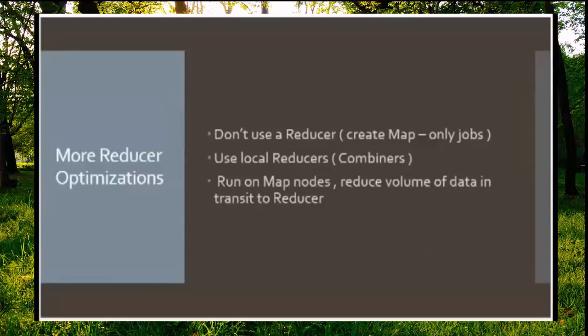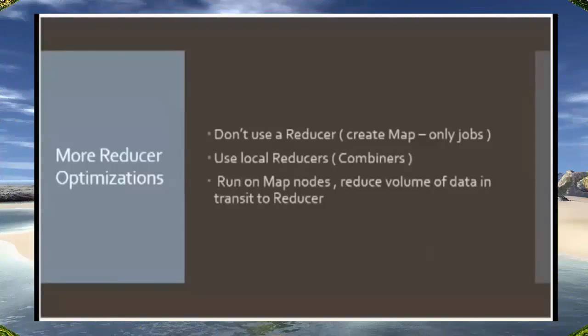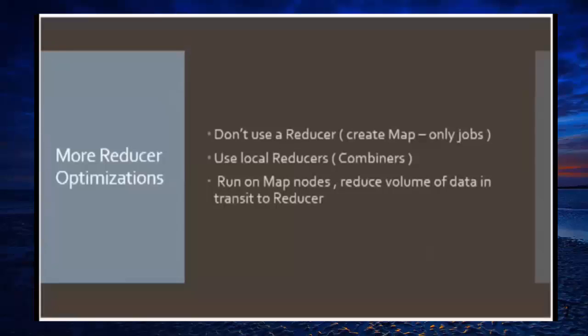Also, you can use local reducers, as I've been talking about. It's a common pattern called combiners that run on the map nodes, and they substantially reduce the volume of data in transit to the reducers.